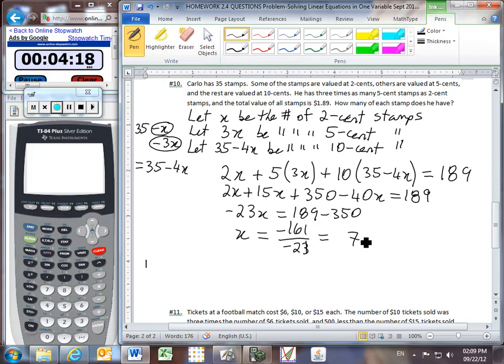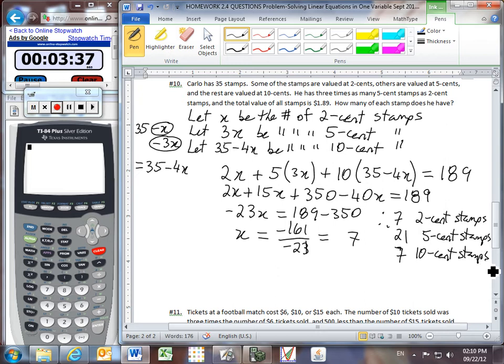And so we can conclude then that we have 7 2-cent stamps, and we've got 3x, 3 times as many 5-cent stamps, and we've got 35 minus 4x. Well, you know what, it might be easier to think of this as if we've got a total of 35 stamps and I've already used 7 plus 21, 28 of them, then I guess there's only 7 left in the collection. 7 10-cent stamps.